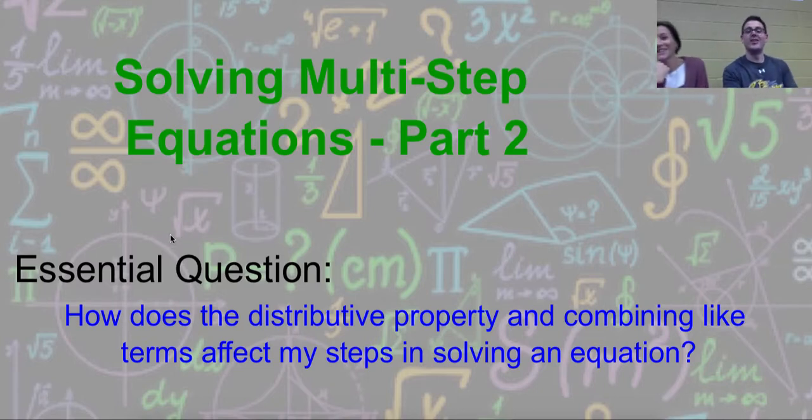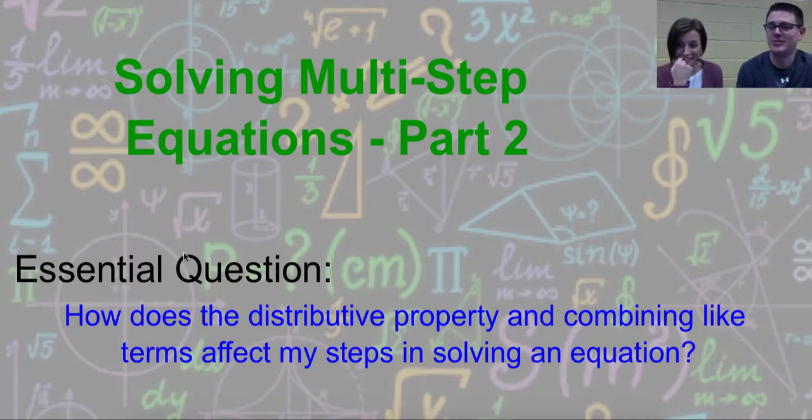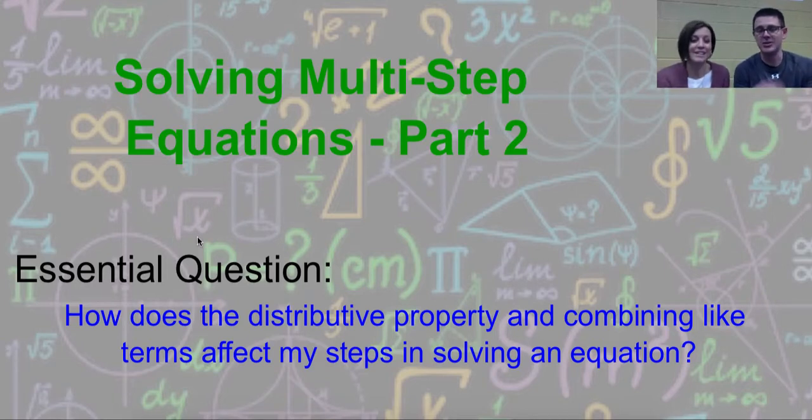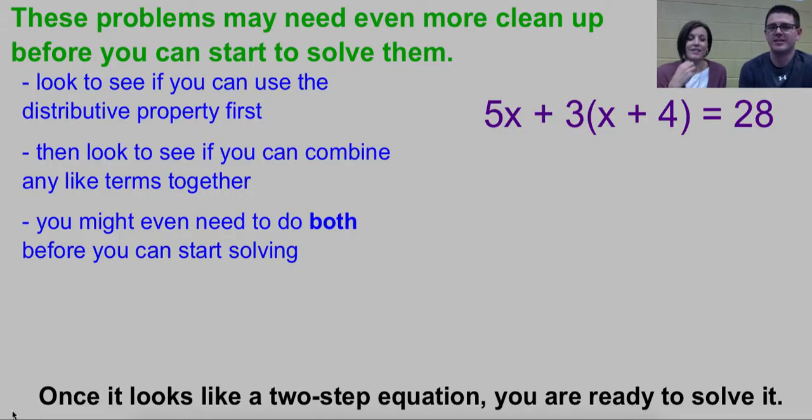Sorry. Our essential question is, how does the distributive property and combining like terms affect my steps in solving an equation? Same essential question as last time. All we're doing is taking these to the next step.